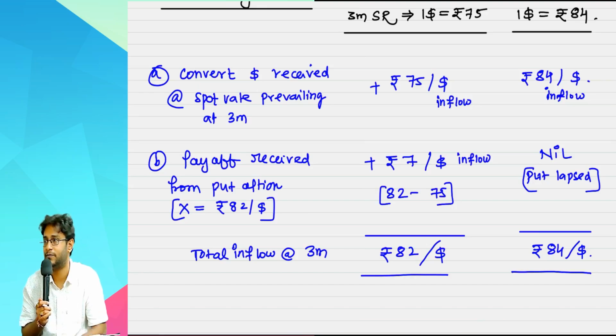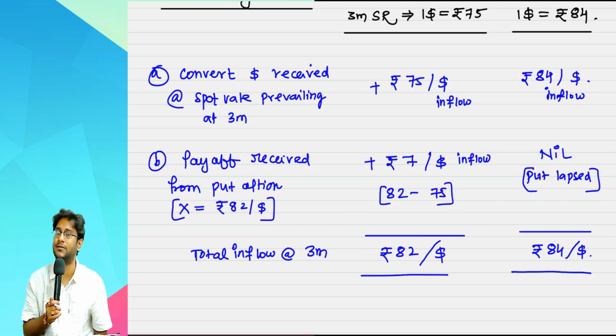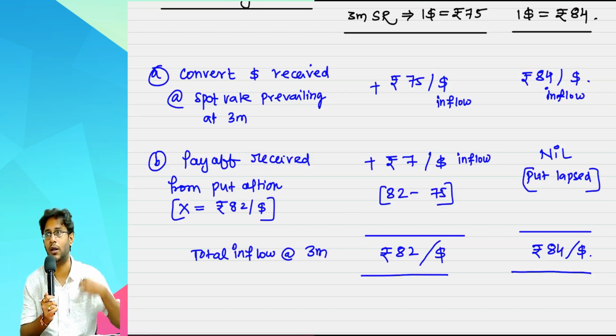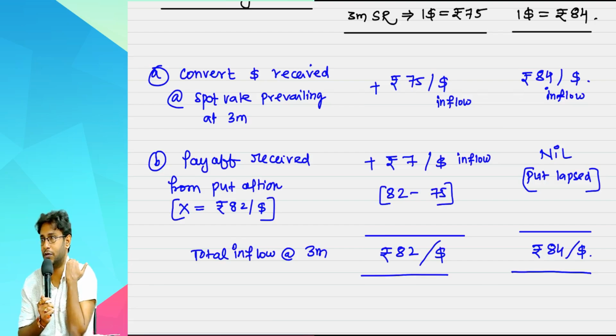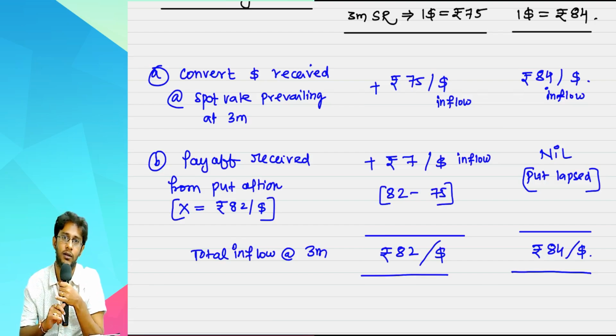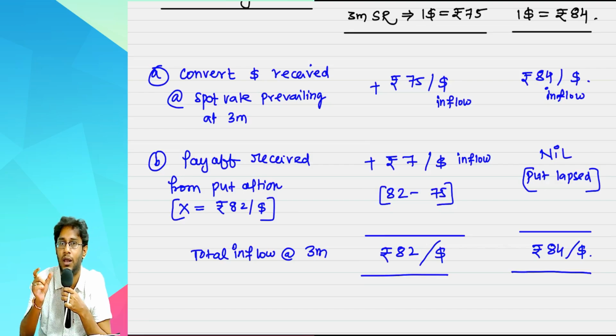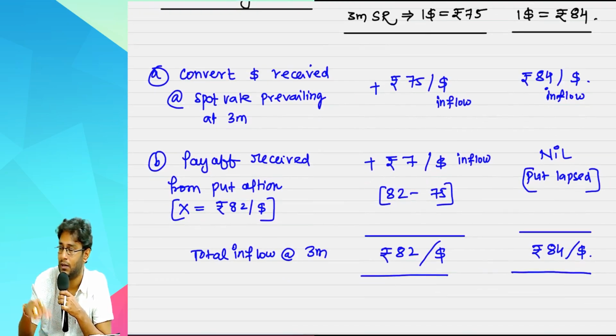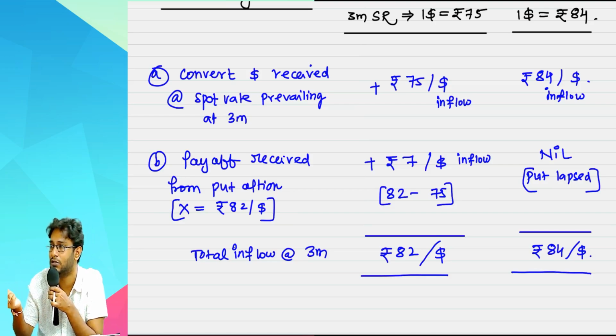Sir, what if the option got lapsed? That's even better. If option gets lapsed, I will be happily selling my dollar at a higher spot rate, I will get more money. So can I summarize like this? If you hedge your FC receivables using options, on the maturity day your inflow will be either strike price, first case, or spot rate. Is this conclusion okay for you? Either it will be strike price or it will be equal to spot rate on the maturity date.